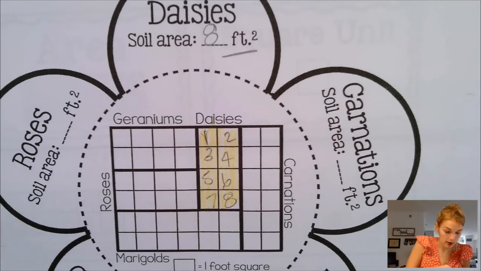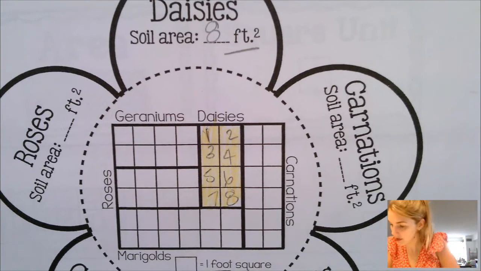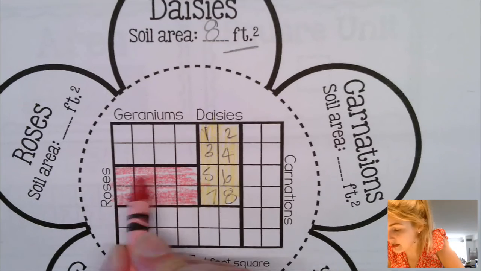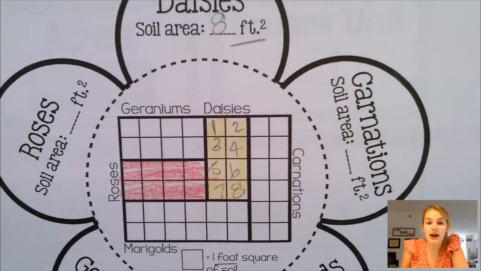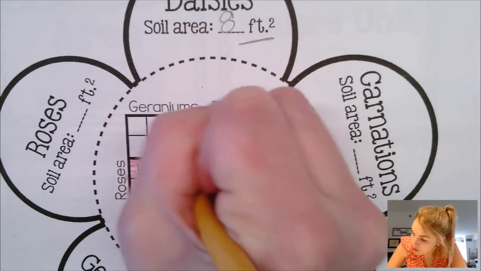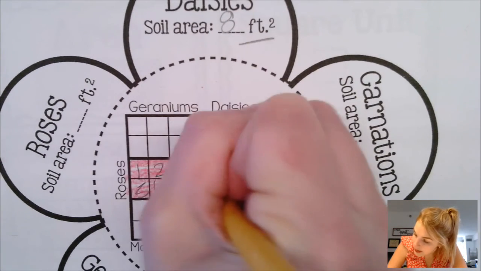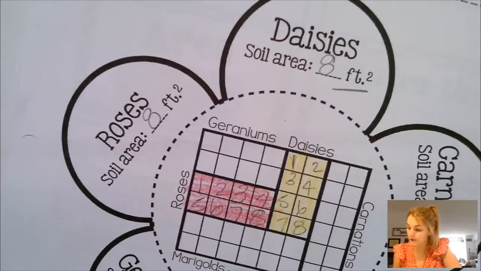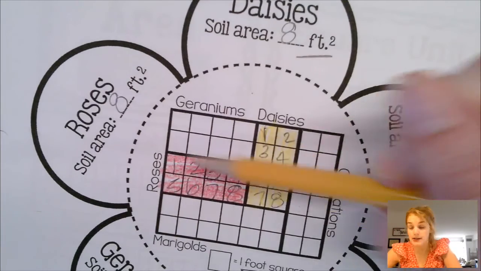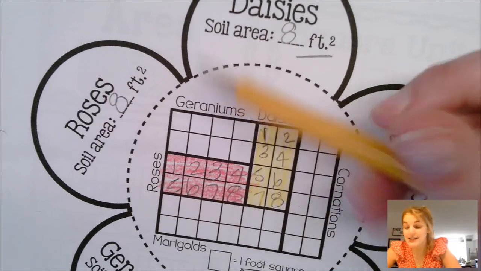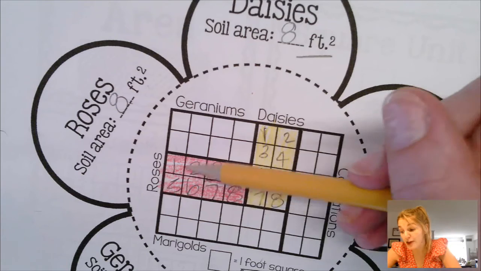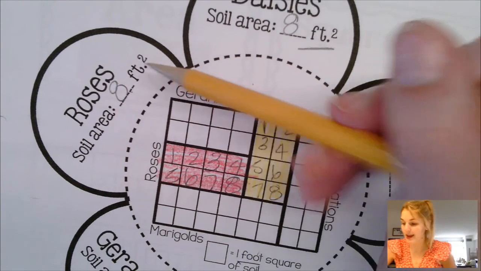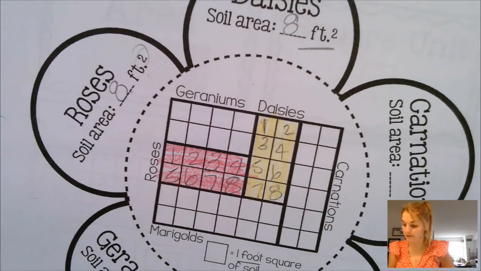Let's do one more. Let's do roses. So here are our roses, and I'm going to shade this in to help me see it better. And let's see the area of the roses. 1, 2, 3, 4, 5, 6, 7, 8. So the area of the roses is also 8 feet squared. Remember, we counted our boxes. That's 8. Our units is in feet. Now remember, this isn't a foot here. This is very small, but in real life, if we were to make a garden, it would represent a foot. And squared, because you always square your area.